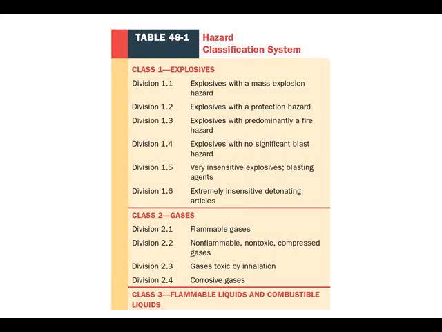Class 1 explosives divisions: 1.1, explosives with a mass explosion hazard; 1.2, explosives with a projection hazard; 1.3, explosives with a predominantly fire hazard; 1.4, explosives with no significant blast hazard; 1.5, very insensitive explosives and blasting agents; and 1.6, extremely insensitive detonating articles. So it's basically going from the most dangerous explosives down to the least dangerous. Class 2, the gases, whether they're flammable, non-flammable and non-toxic, compressed, gases toxic by inhalation, and corrosive gases. So this is four different subcategories of the gases.